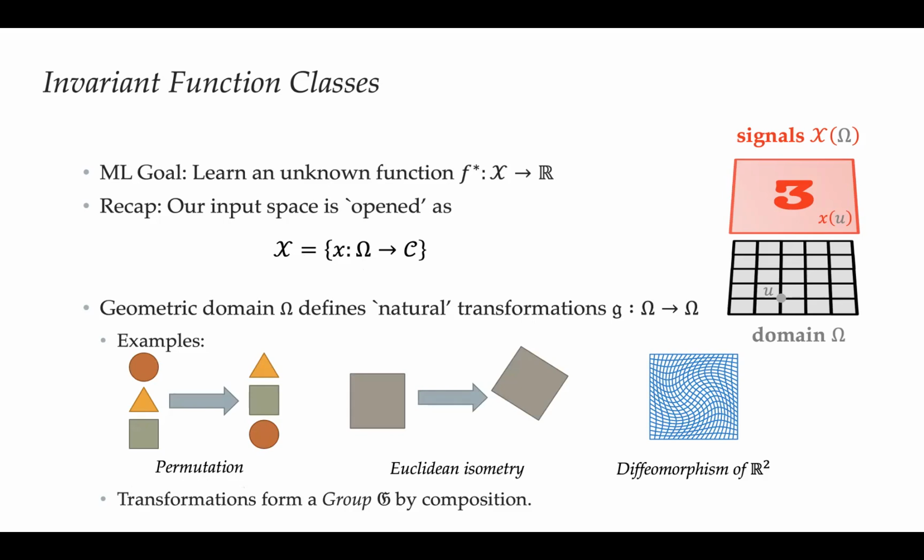For example, if the domain is a set, there's a natural transformation on a set, which is to permute its elements. If the domain is maybe some element of a Euclidean space, we can rotate or apply rigid transformations of this domain, or if I have a grid of pixels in the continuous case, we can think about stretching the domain. And what is interesting, and Taco explained to you, is that these transformations can be combined together. The mathematical notion for this combination is what's called a group, right? So we can take two transformations and compose them together to get a new transformation.